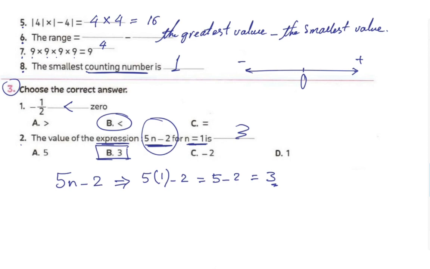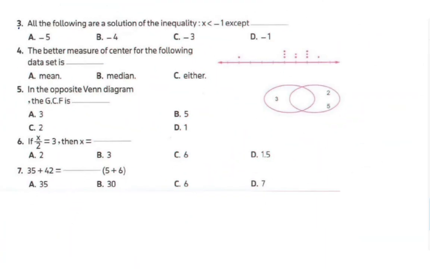Let's continue. Point number 3. All the following are solutions of the inequality x less than negative 1, except. The meaning of except is that all are solutions, but there is one answer that is a false solution. Okay? x less than negative 1.